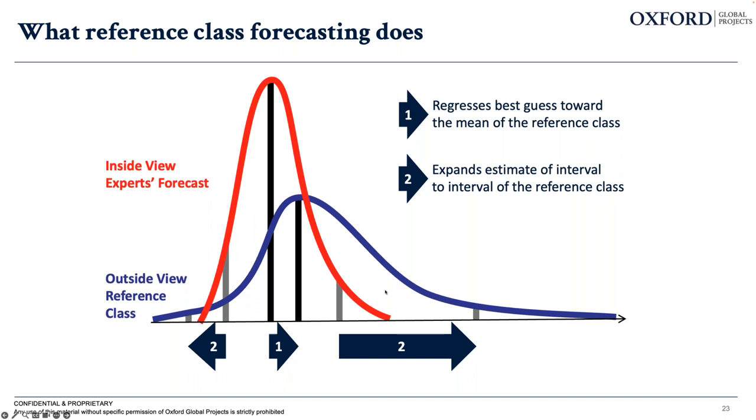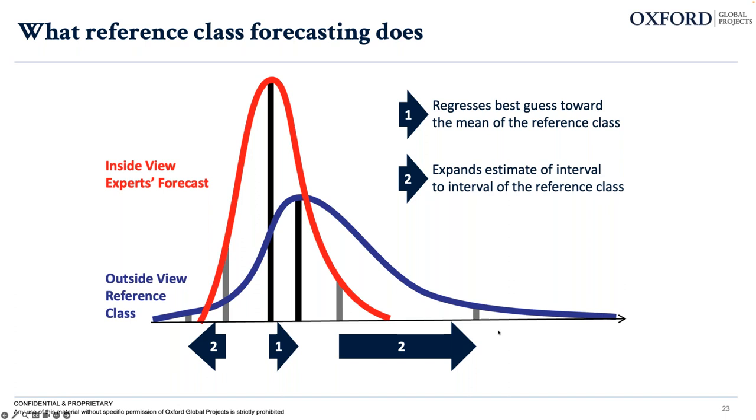And the second is that it also looks to expand the estimate of the interval. So here in the red, from the inside view expert forecast, which is typically a QRA providing the internal bottom-up forecast, the reference class forecasting methodology then looks to expand the narrow estimate, here in gray, to the full interval of the reference class. And that is super important because, as I said before, cost and schedule overruns in capital projects are not normally distributed. Their distributions tend to be positively skewed with much fatter tails on the right-hand side seen here, meaning that they're more prone to overruns than underruns, and overruns are typically larger than underruns.